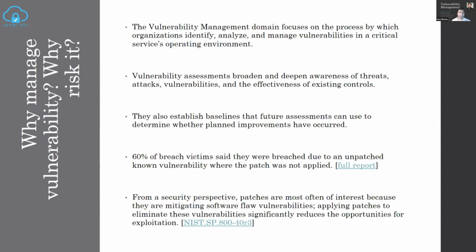Vulnerability assessment broadens and deepens awareness of threats, attacks, vulnerabilities, and the effectiveness of existing controls, right? So this is a process where you assess your environment. What are my risks? And what to do about it? How can I minimize my risks? What are the threats that are out there? Are they being actively exploited? What controls do I have in place? What are my assets? Are they being protected?